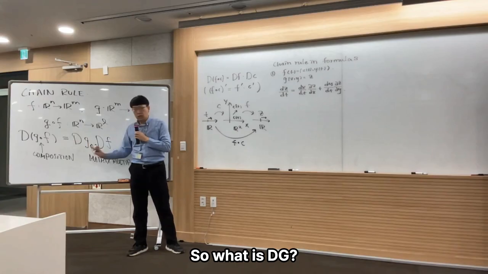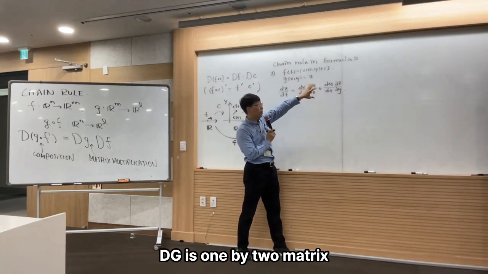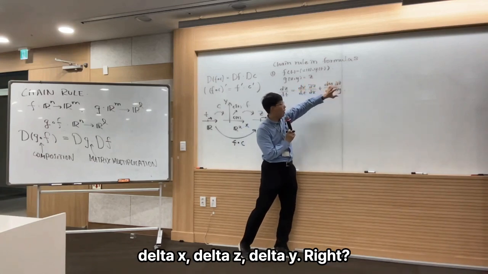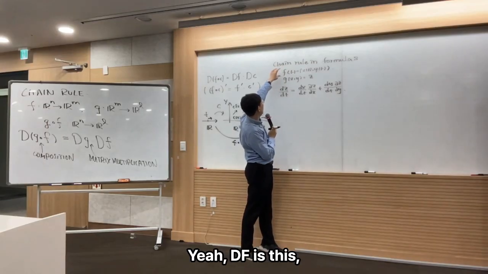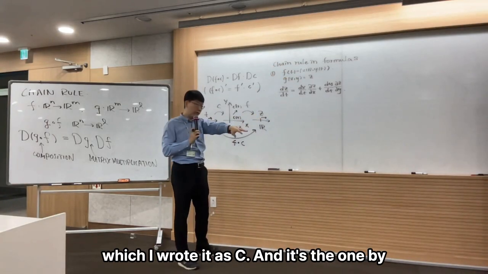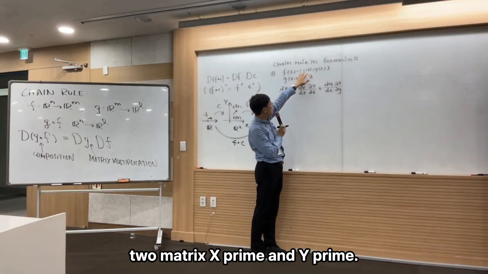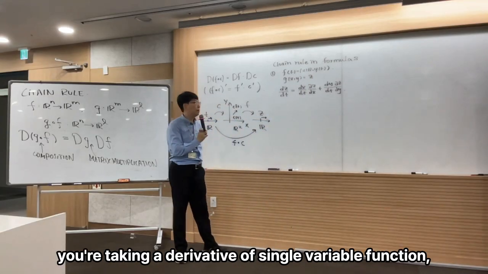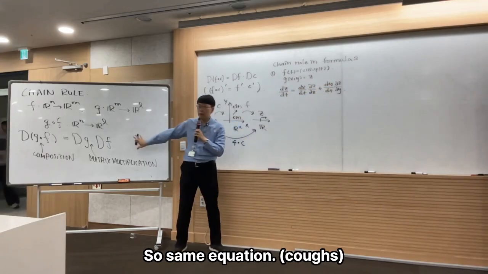So what is DG? It's the derivative of that here. DG is a 1 by 2 matrix whose coordinates are del Z del X, del Z del Y, right? And what is DF? DF is the derivative of this function, which is a parametric curve, which I wrote as C. And it's the 1 by 2 matrix, X prime and Y prime. So when you take the X prime and Y prime, you're taking a derivative of a single variable function, which is dx dt, dy dt. So same equation.